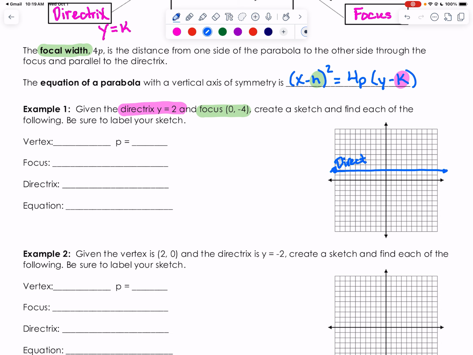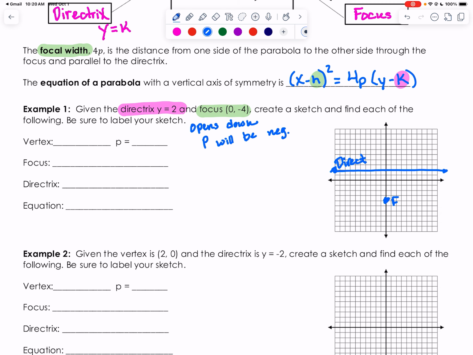Our focus point is at (0, -4). So 1, 2, 3, 4. This is our focus point. Now, the parabola will always open towards the focus point. So that means this parabola opens down. And that means P will be a negative number. If it opens down, the value of P will be a negative number.